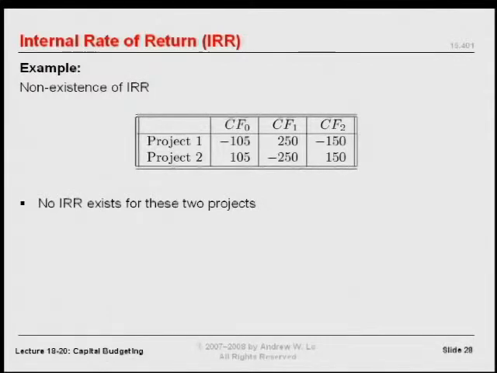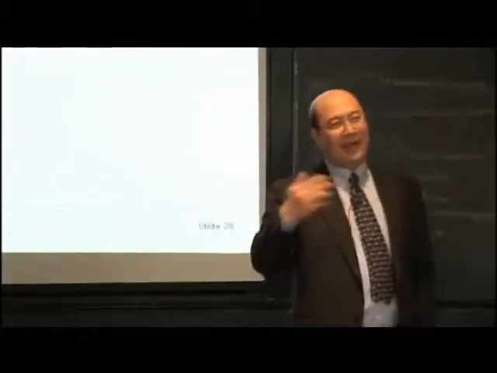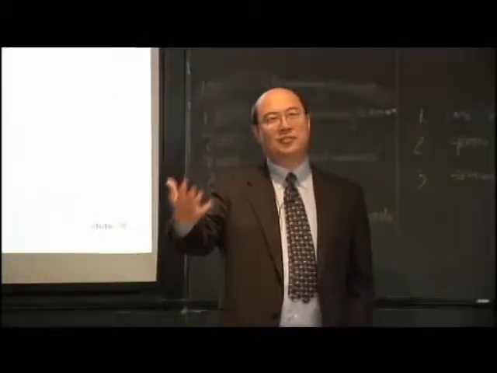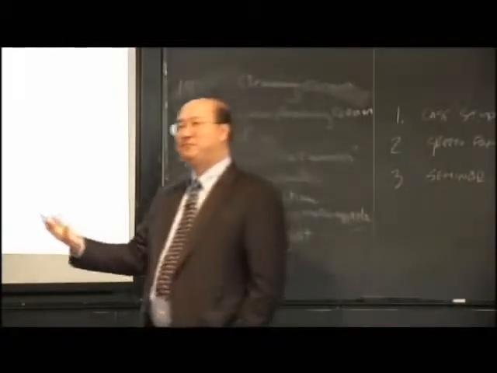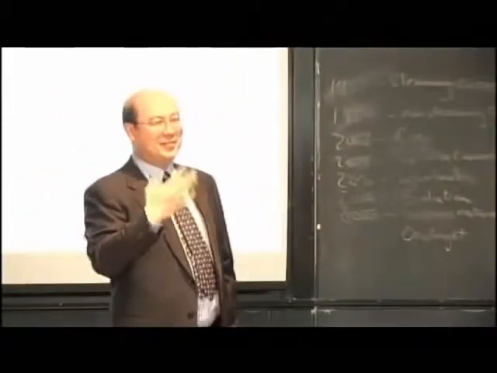They have to exist. The problem is that these are two-period cash flows, so we're talking about quadratics. We all know the solution to the quadratic equation ax squared plus bx plus c equals 0. What's the solution? Anybody tell me quickly? Negative b plus or minus the square root of b squared minus 4ac over 2a.